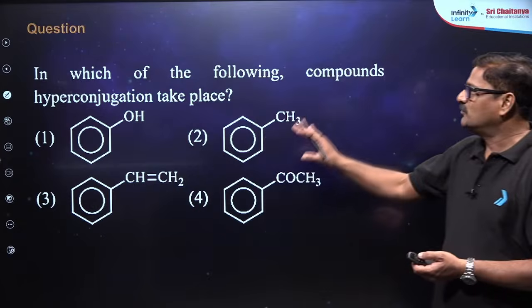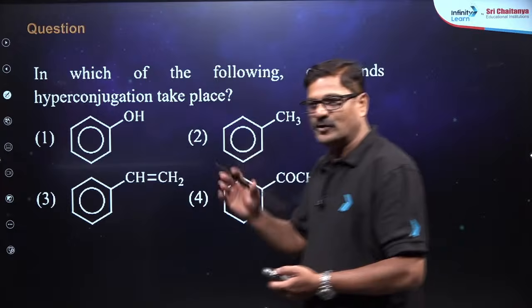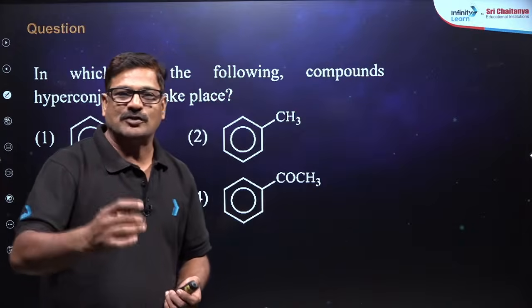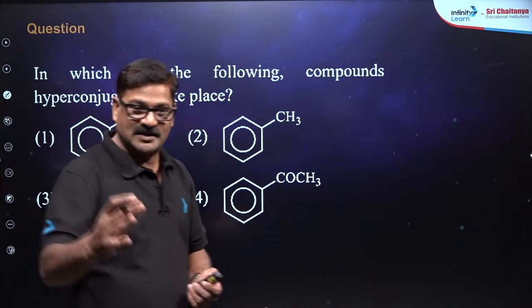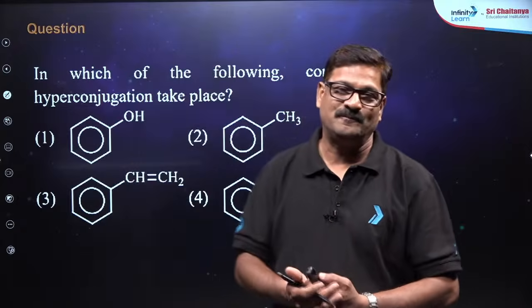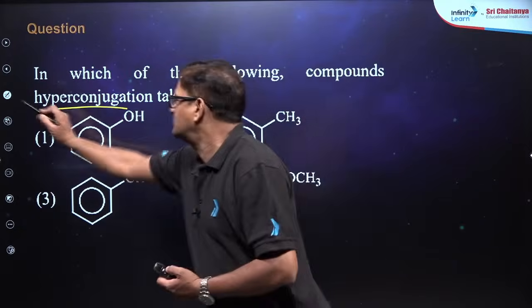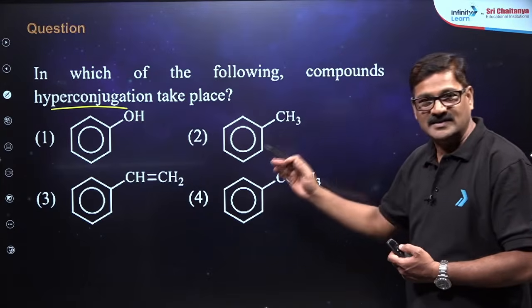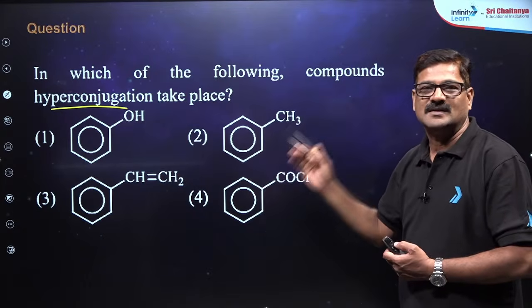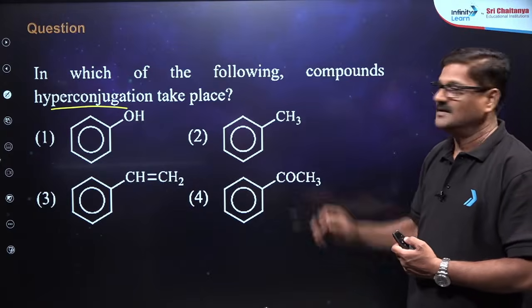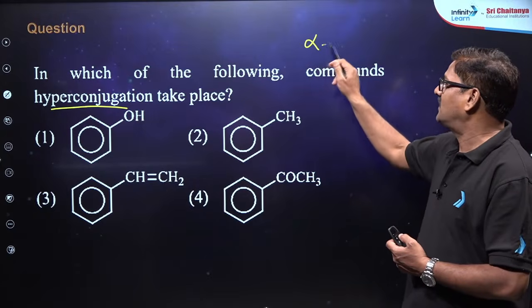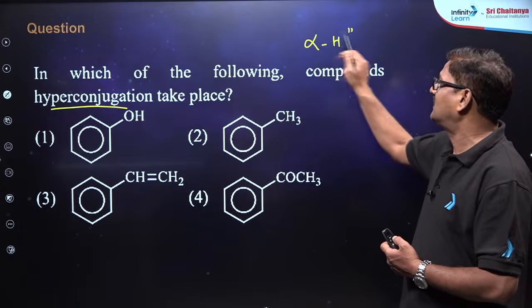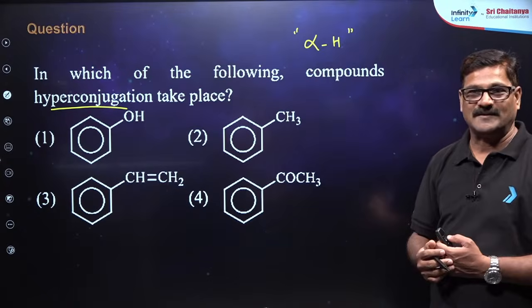Come on, in which of the following compounds does hyperconjugation take place? So, rapid fire round. आज का जो session है ना सिर्फ rapid fire round है. So what is hyperconjugation? Hyperconjugation is seen in the case of alkenes, carbocations and carbon free radicals. The condition is that at least one alpha hydrogen should be there.